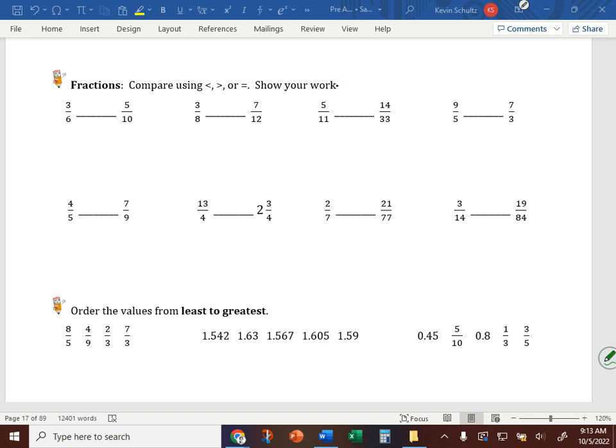Wait, what? We're on 5. Oh, they're equal to. Wait. On 3/6 and 5/10? Yes. Yes, they're equal to. How do you know that? Because I know. I just know. You just know? Oh, well, for the rest of us that don't just know, Maya?